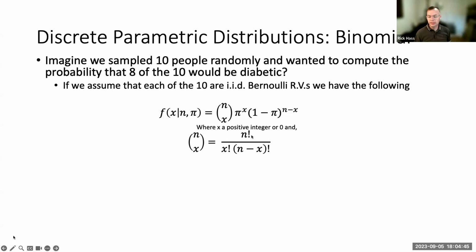The choose function is actually not too bad. It involves the factorial operator, which you would have learned in pre-calc or algebra, which is just a number. So if n is 10, then n factorial is 10 times 9 times 8 times 7 times 6, all the way out to 0, right?